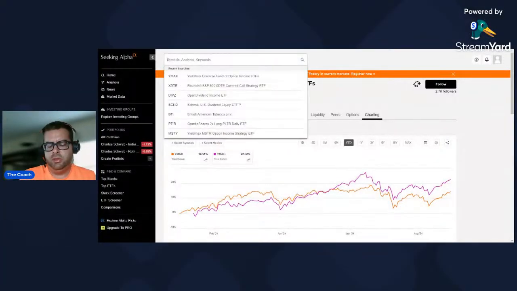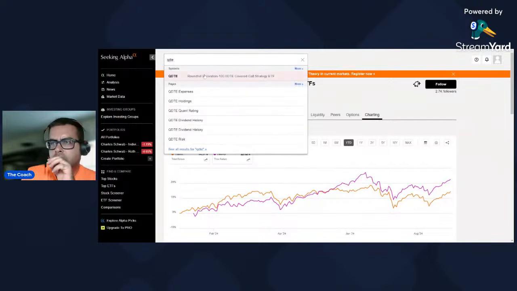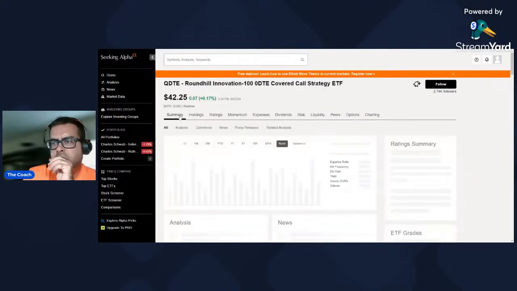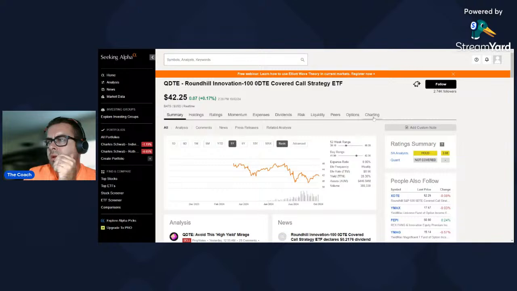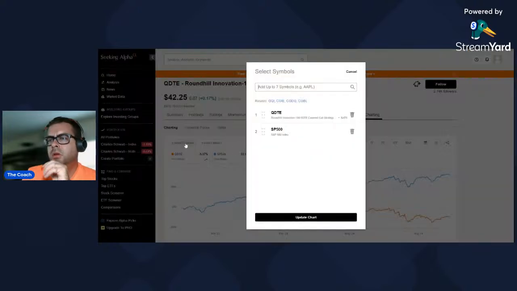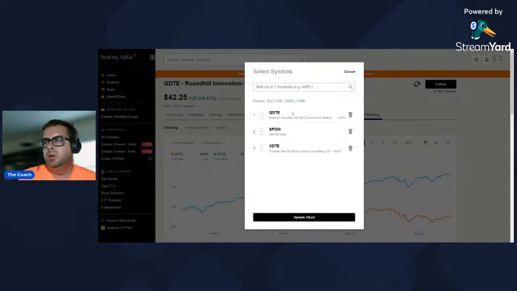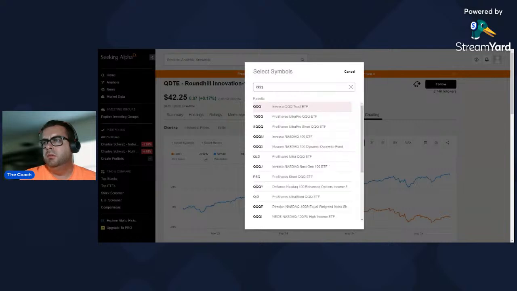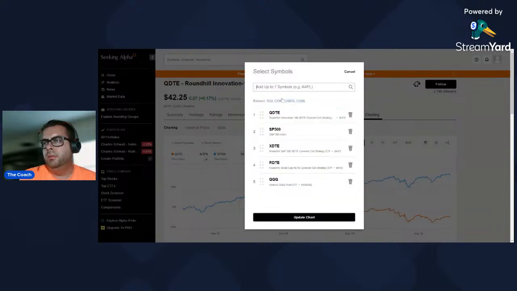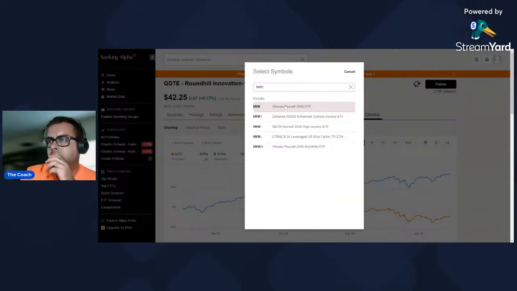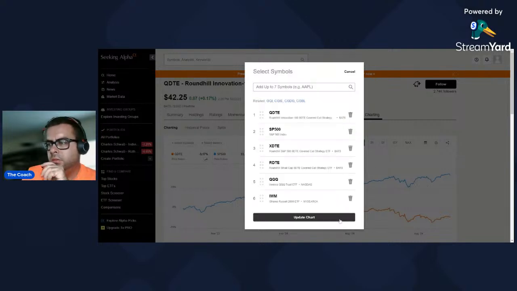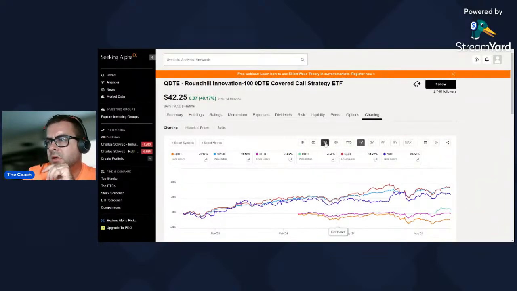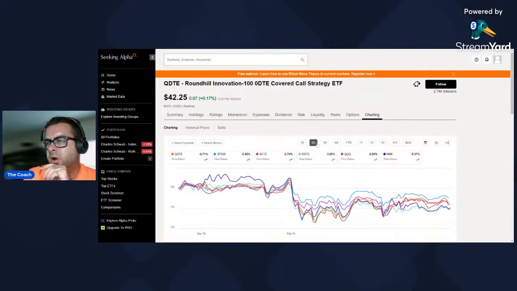Okay, so starting with QDTE. Okay, so we've got this one. Let's go to charting. QDTE, XDTE. Compare them to their indexes. And then RDTE, and then QQQ, and then IWM. Here we go. Okay, so for the past week, we're just looking at weekly progress here.